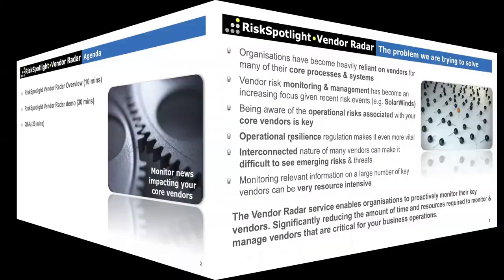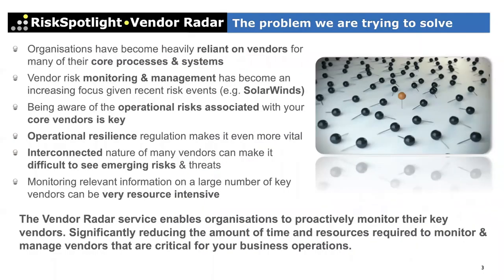So in terms of the business problem, giving an overview, none of this should be a surprise: organizations are more and more relying on vendors, not only for non-core processes, but also core processes and IT systems. Particularly around outsourcing, the level of outsourcing has only increased in the last 5 to 7 years. And cyber criminals are now also increasingly using third parties as a channel to launch cyber attacks against the vendor. So that angle with third parties has also become relevant in the last couple of years.